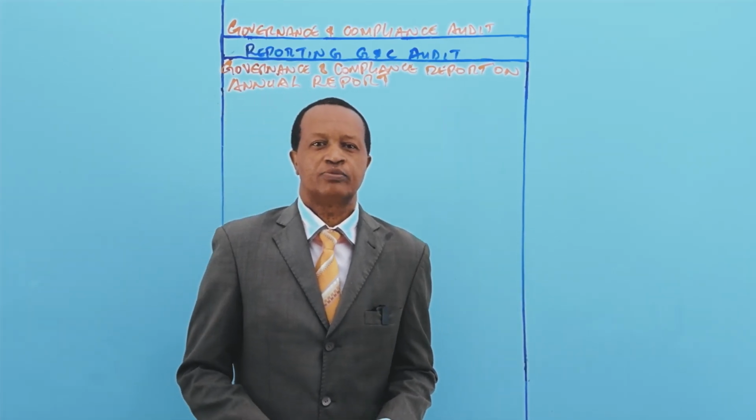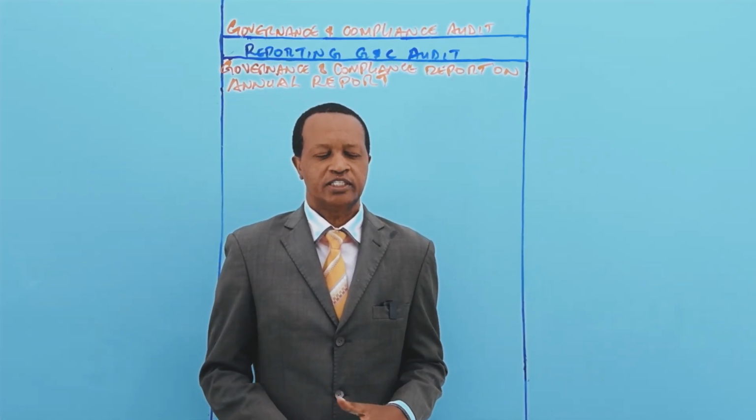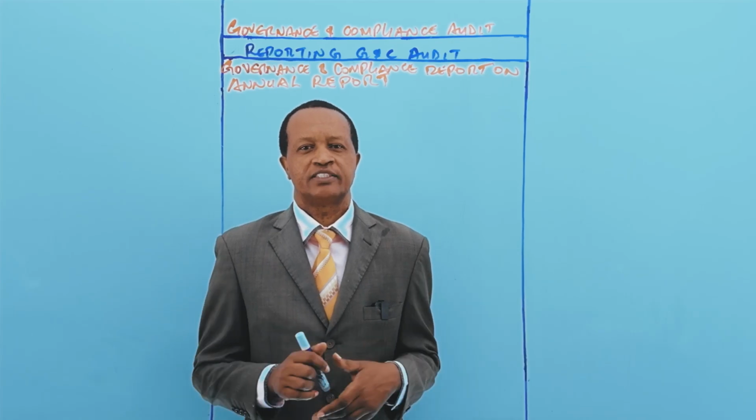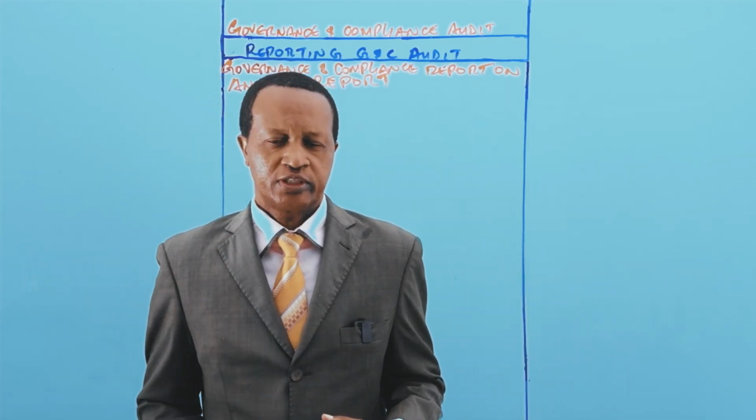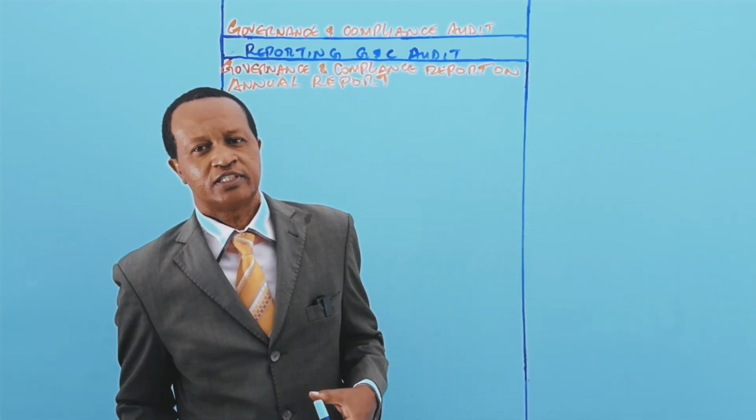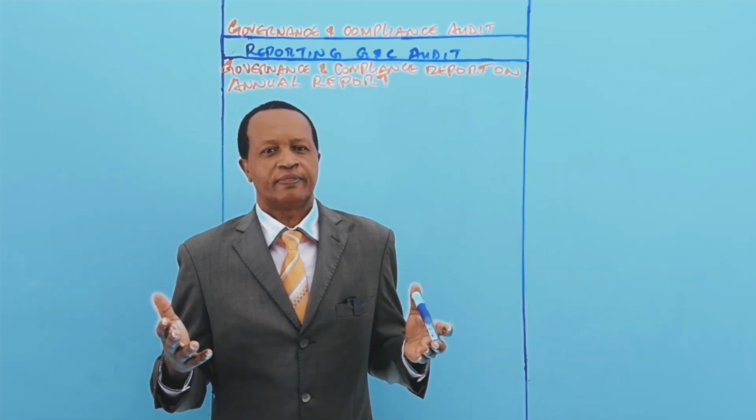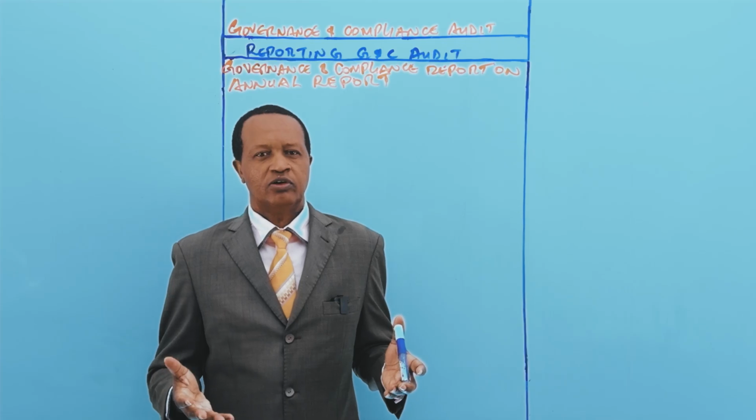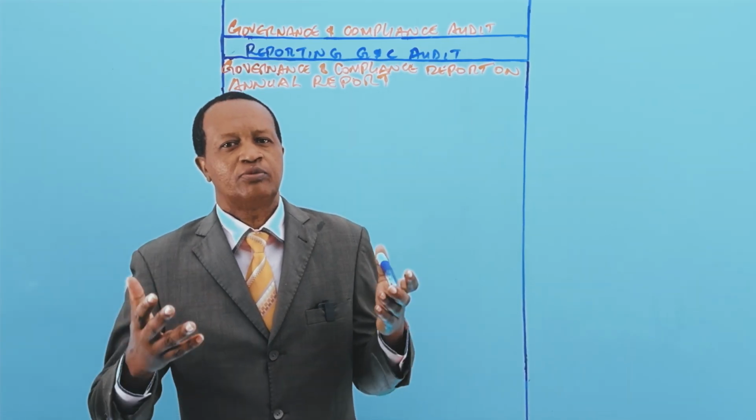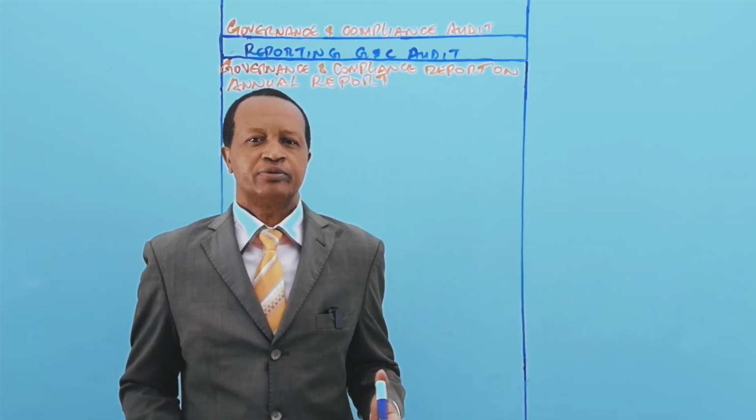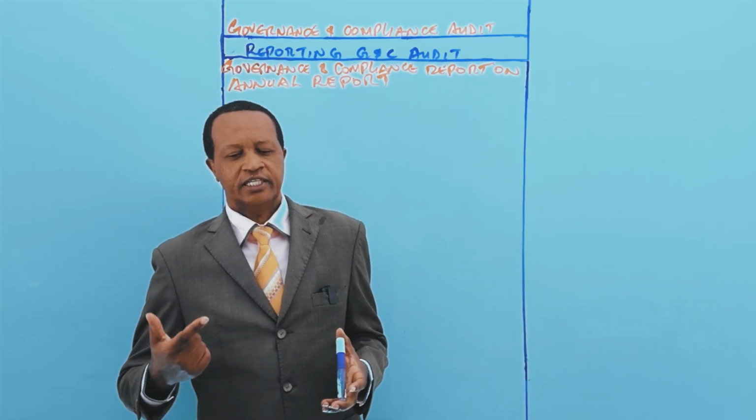The subject is governance and compliance audit. Today we are going to study the governance and compliance report in the annual report. By the end of this lesson, you should be able to explain the structure and elements of a governance and compliance report in the annual report.